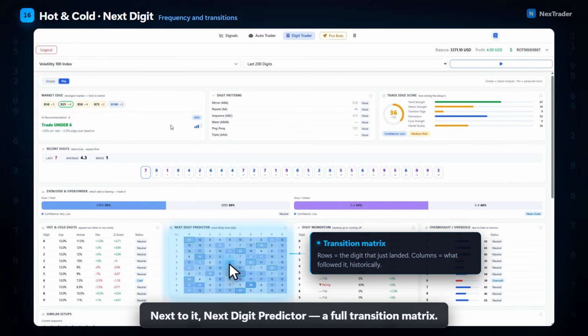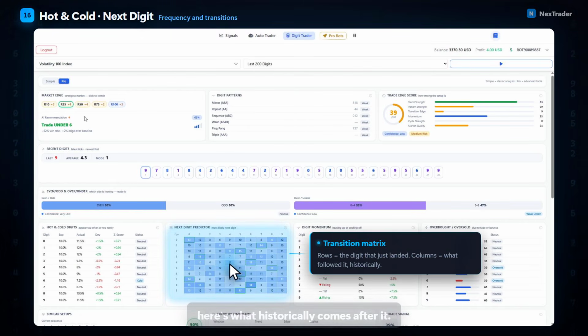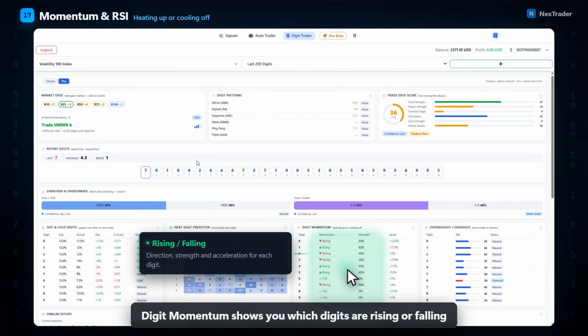Next to it, next digit predictor, a full transition matrix. Given the digit that just landed, here's what historically comes after it. Digit momentum shows you which digits are rising or falling in frequency, and how fast.